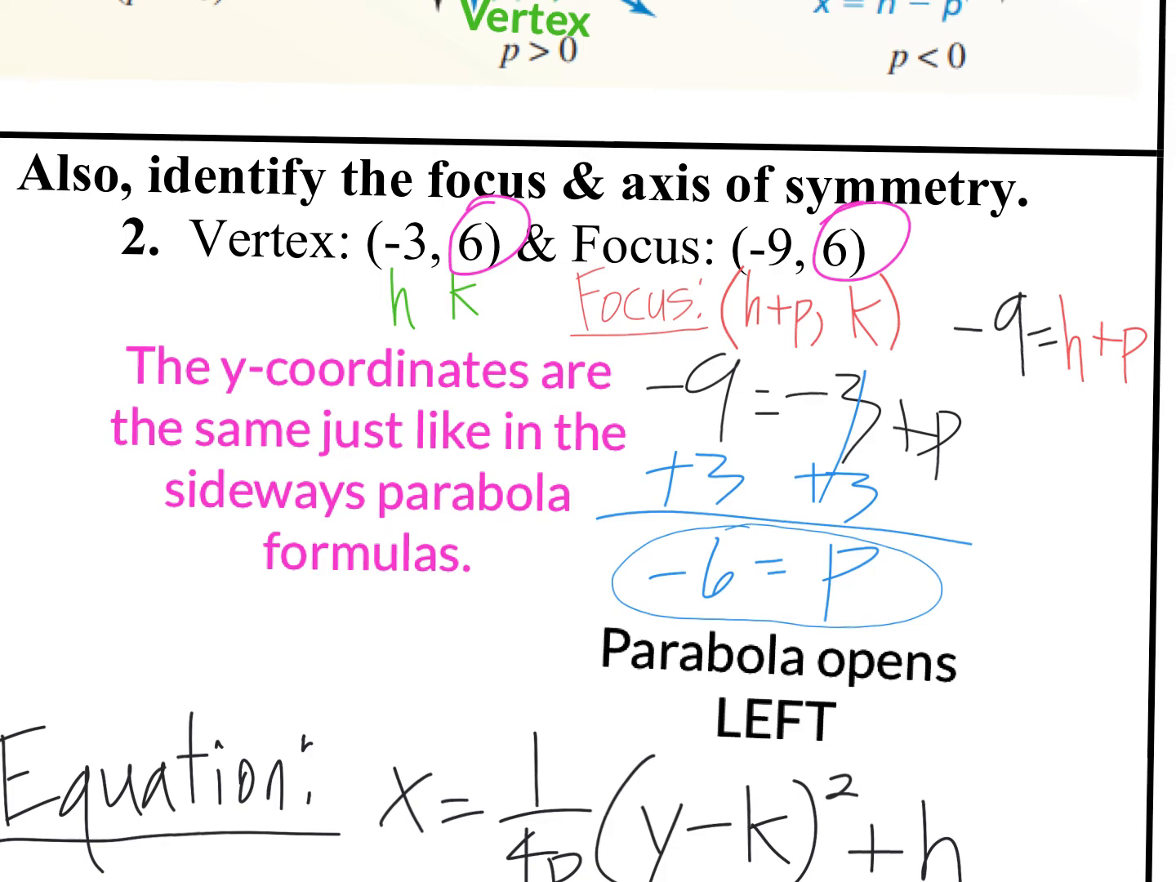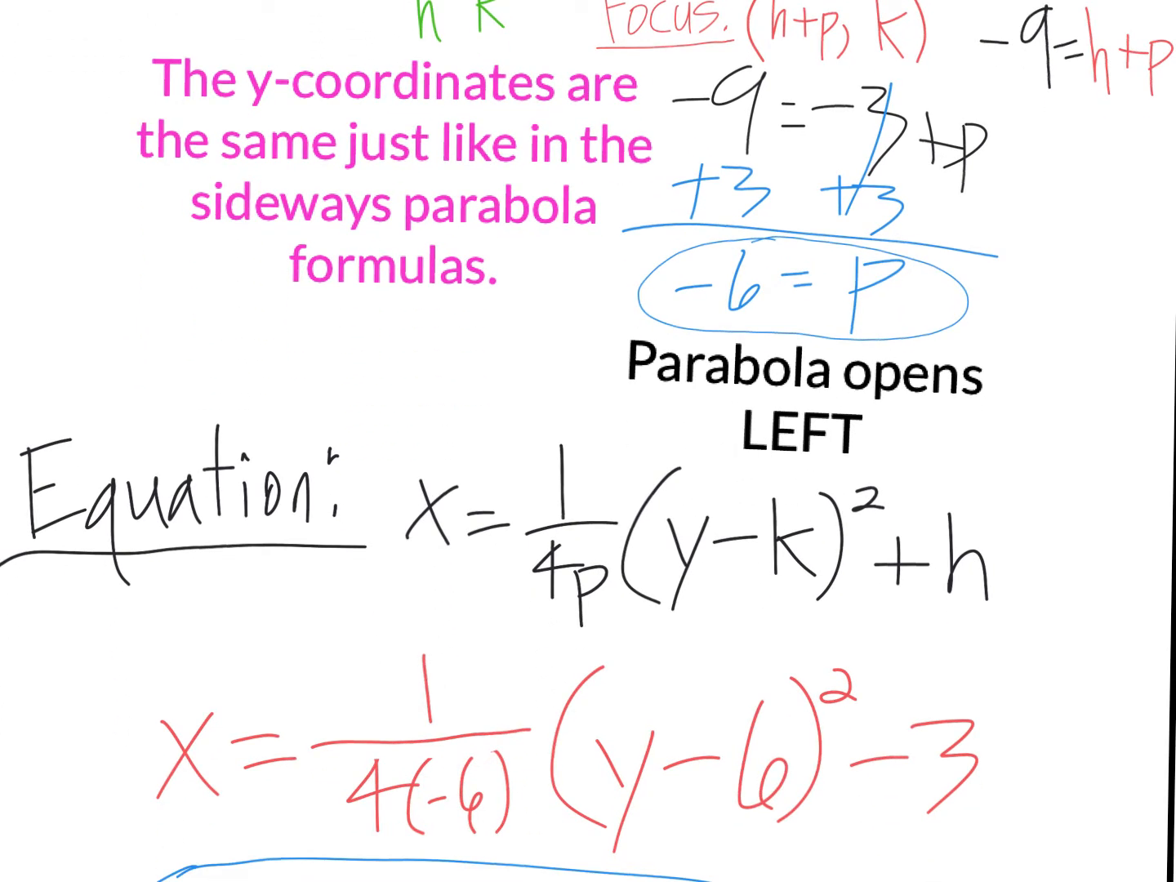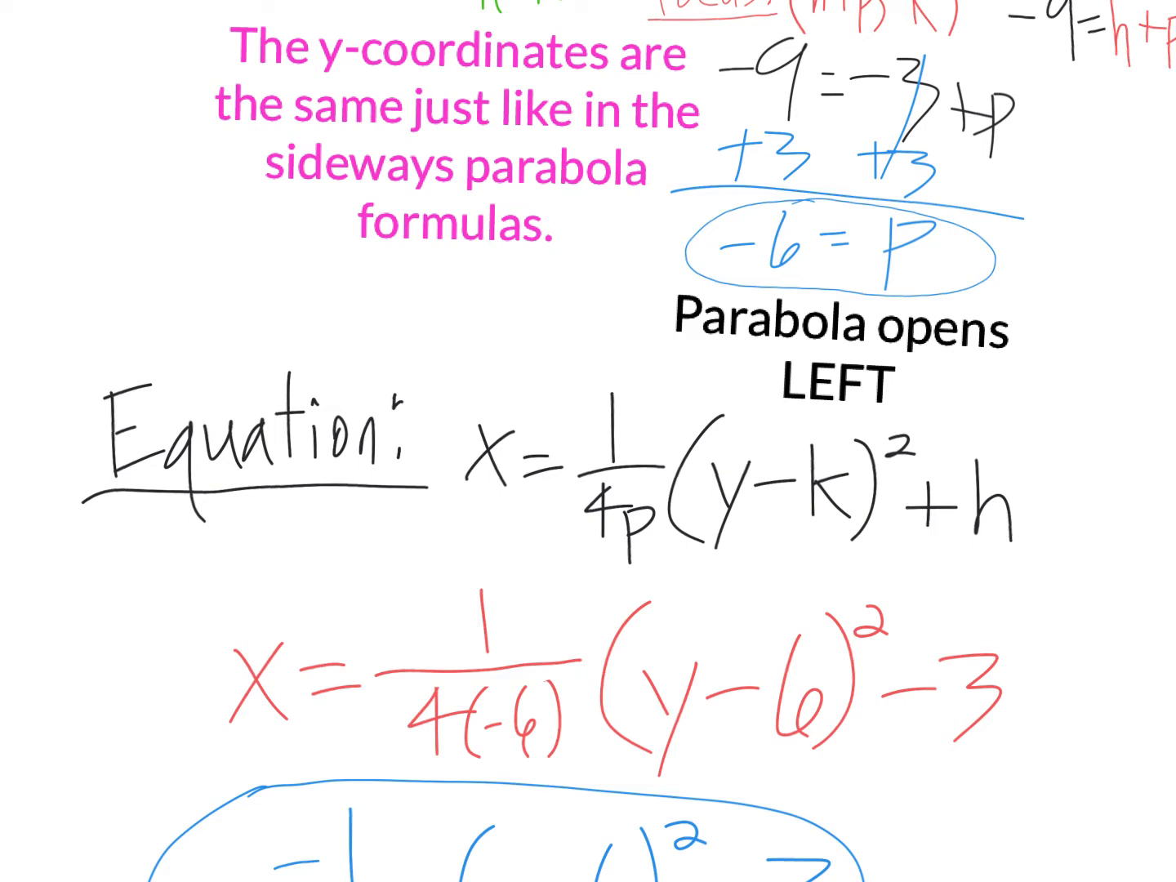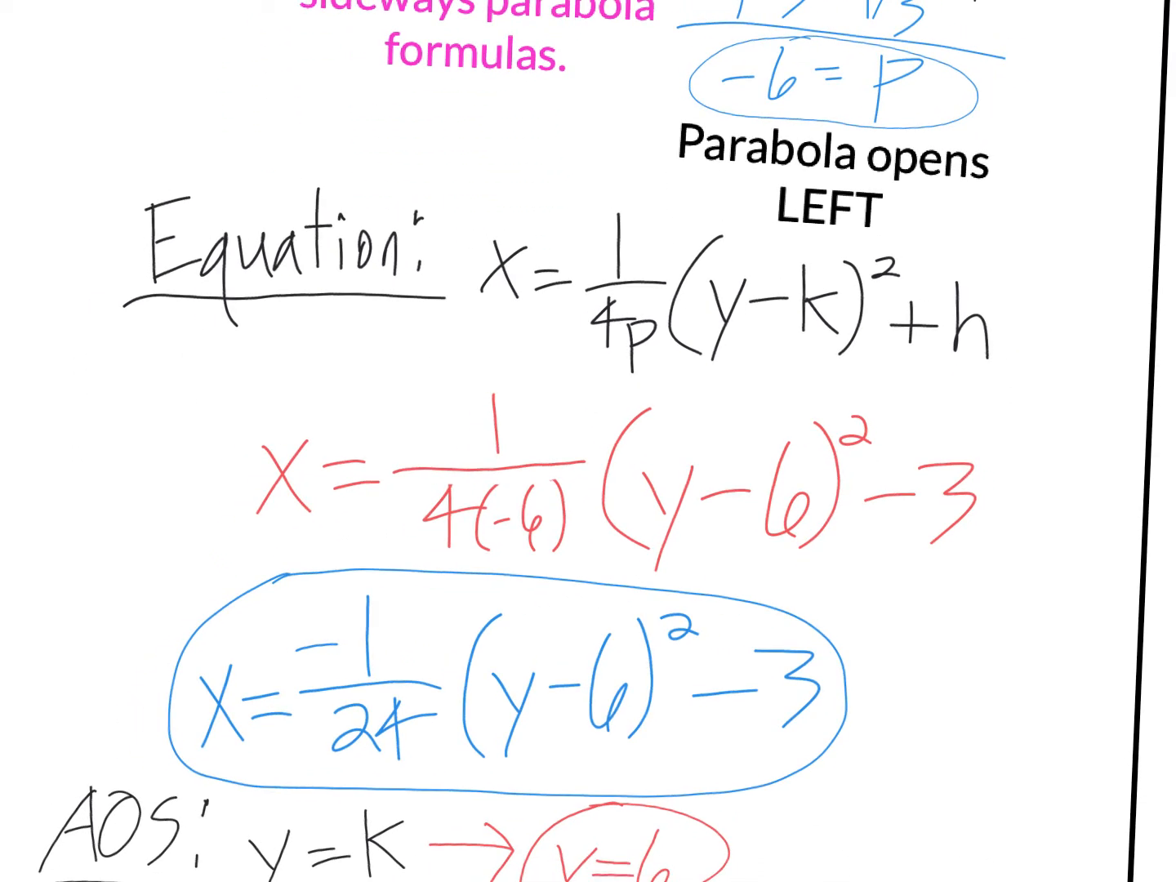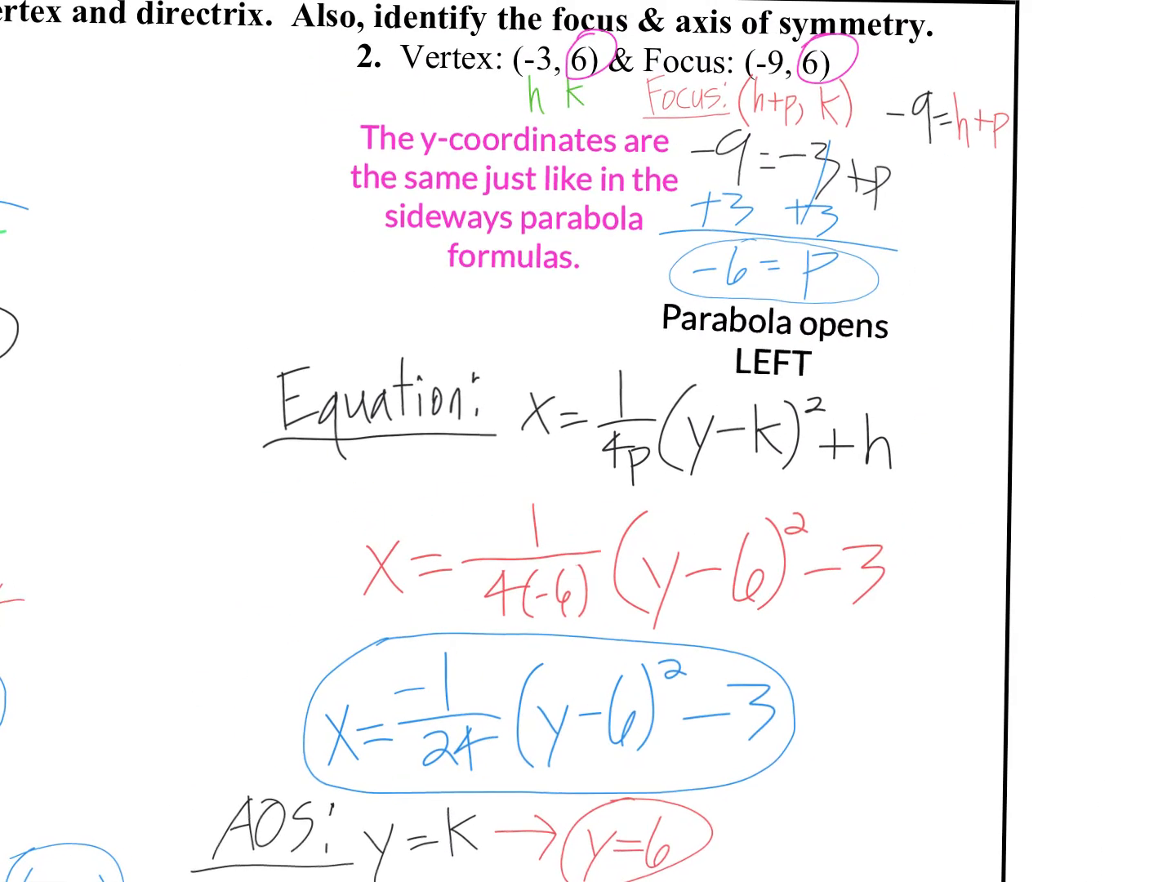And so let's move on to the equation, I guess. Here's my formula: x equals 1 over 4p. P is -6. So 4 times -6 is -24. So I have x equals -1 over 24, and then it says y minus k squared. K was +6, so you're minusing +6, just y minus 6, squared, and then plus h, and h was -3. You don't have to write plus -3, you can just write -3. So that's all there is to say about the equation.